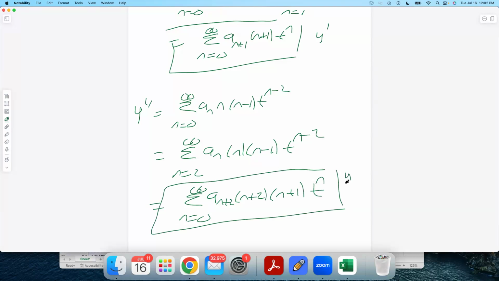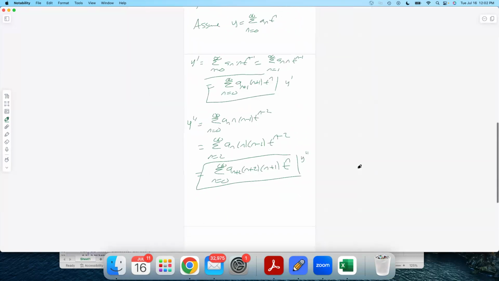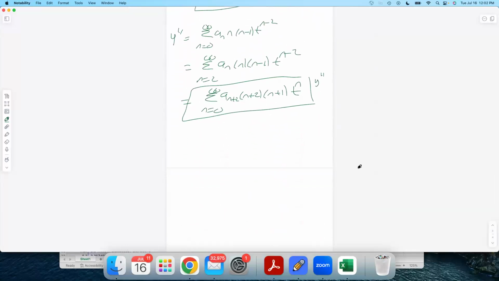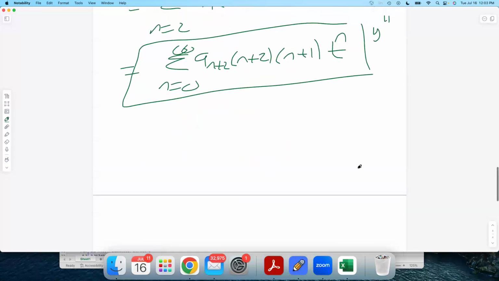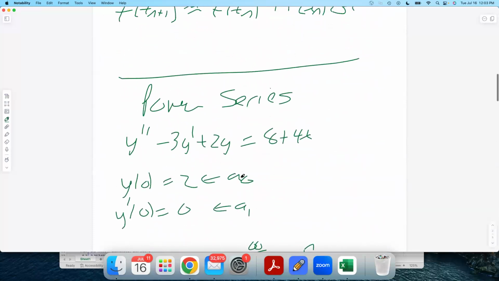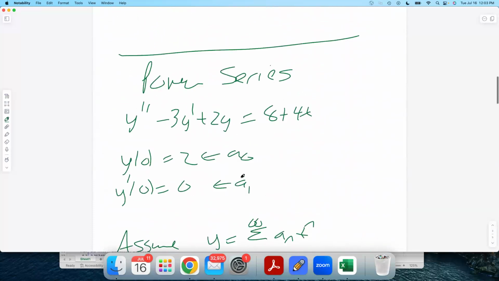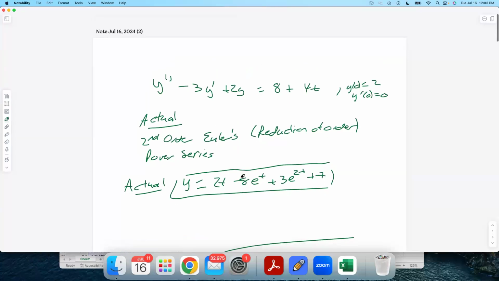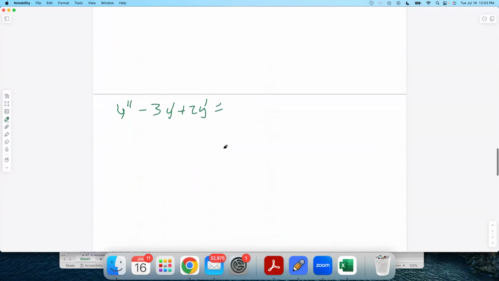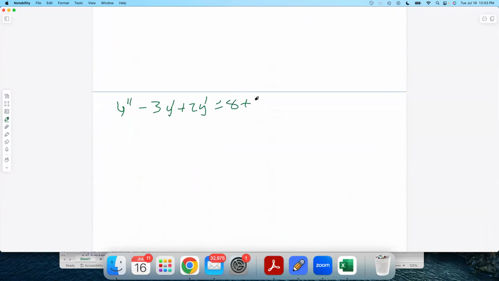Okay, there's my y double prime. Now we're going to squish all this together in our DE. I'm going to need a lot of space here. It was y double prime minus 3y prime plus 2y equals 8 plus 4t. But wasn't it 2t? Oh, I guess in the answer I had a 2t. We'll deal with this in a minute.